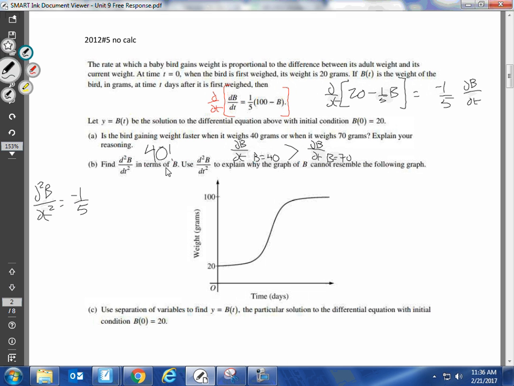They want it in terms of b, so I don't want dB dt in my answer. Well, how do I get rid of it? So I just have b's.